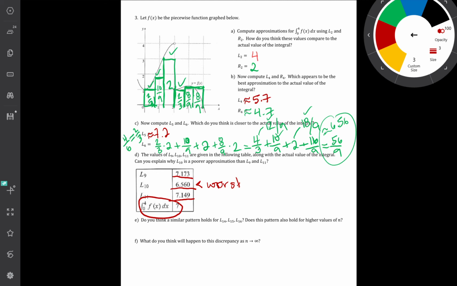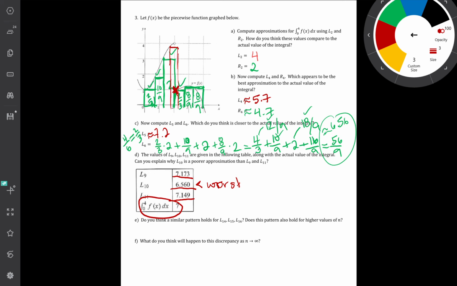Am I getting ahead of myself a little bit? Let me see what we were asked. Can you explain why L10 is a poorer approximation? Okay, so I think I can. The answer is that every time we do an even number of intervals, we're going to hit this discontinuity, which means we're going to miss what's going on up above and just skip right over a whole lot of that. So when we have an even number, we're going to get a lot closer to catching some of that area up above. So that's what I think is happening.